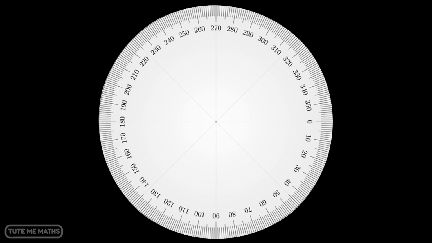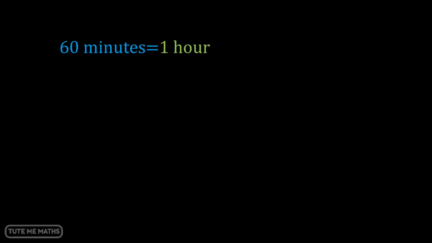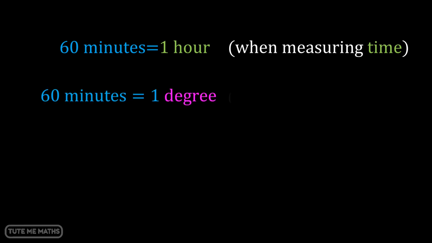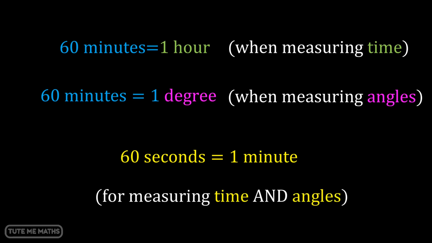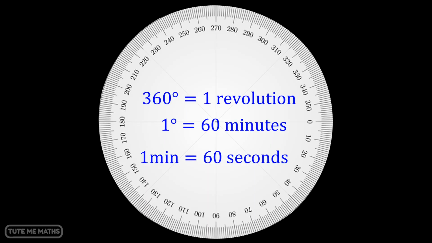The high factorability of 60 not only led to the division of hours into 60 minutes and then minutes into 60 seconds, but is probably why exactly the same divisions were chosen for smaller angular measurements. That's right, 1 hour equals 60 minutes. Well, so does 1 degree. And 1 minute equals 60 seconds of time, but also in angular measurement.